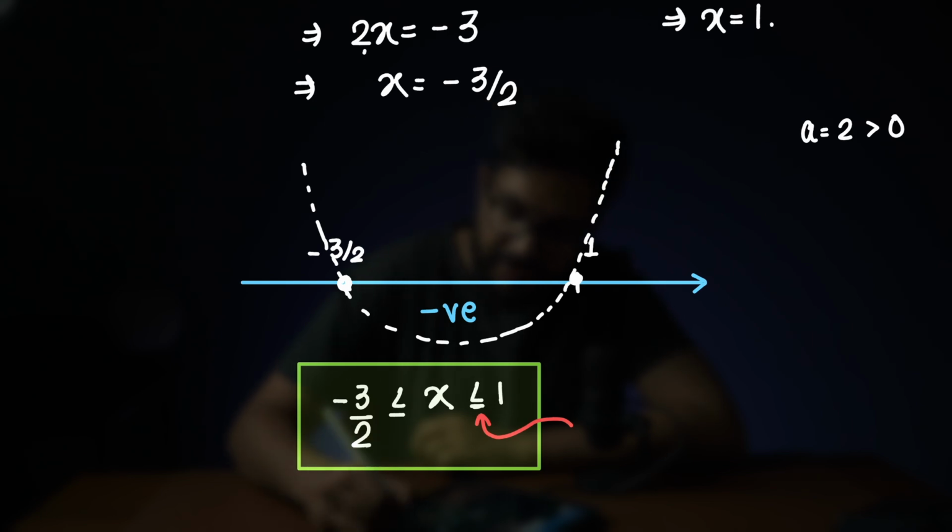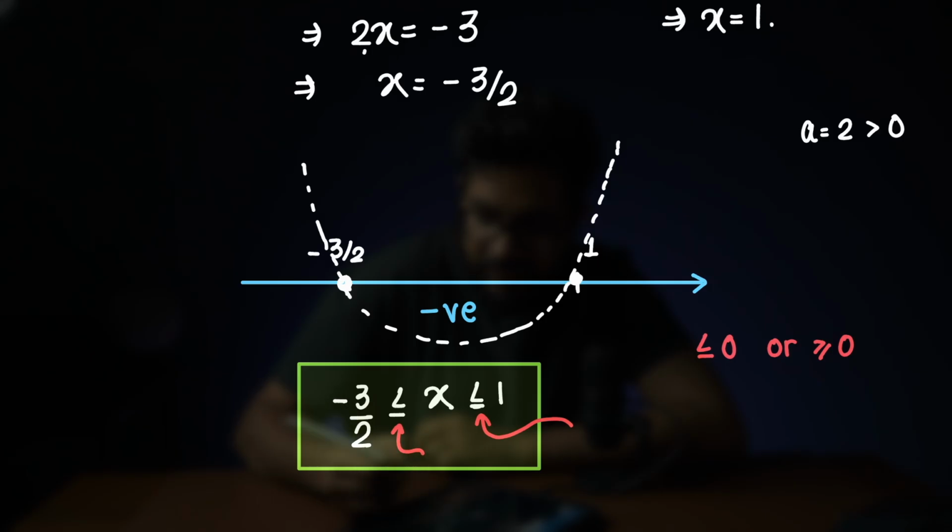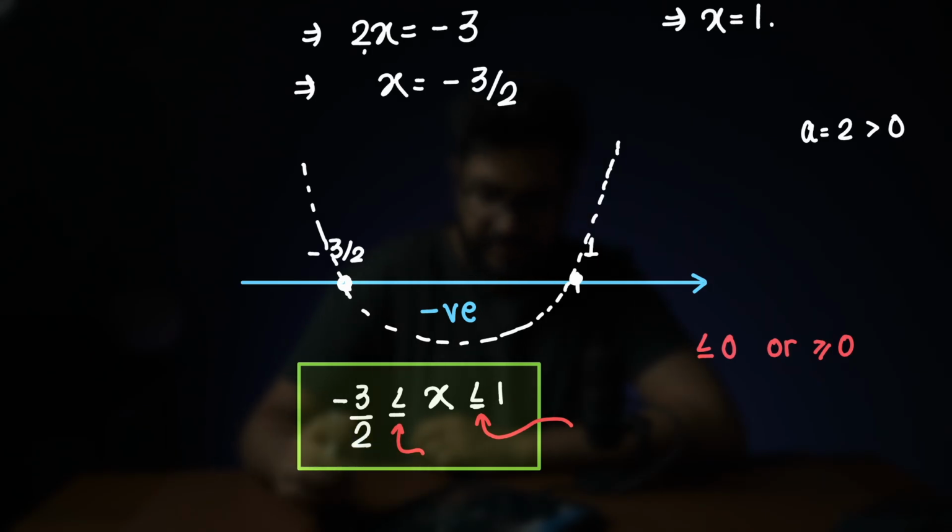So whenever in the inequality you have less than or equal to 0, a parabola less than or equal to 0 or greater than or equal to 0, then in the final solution also we have the equal to sign in the inequality.